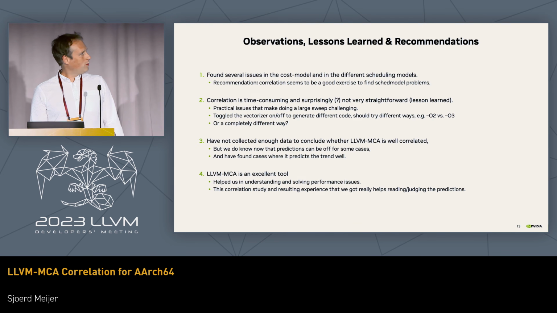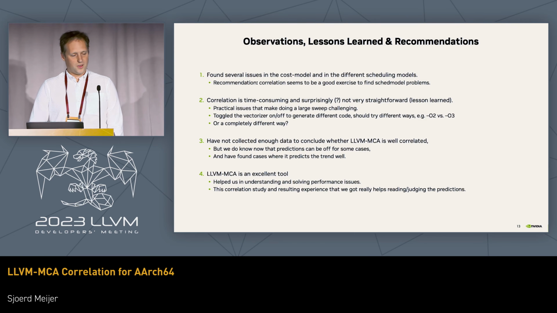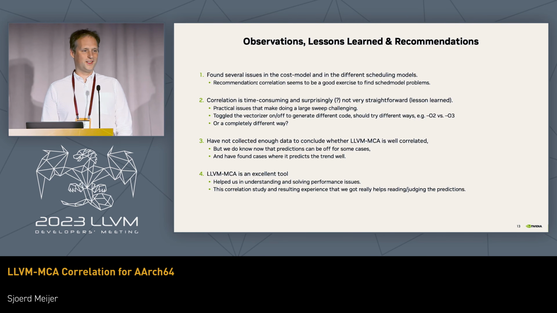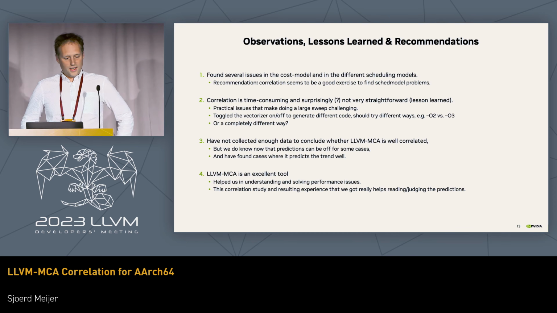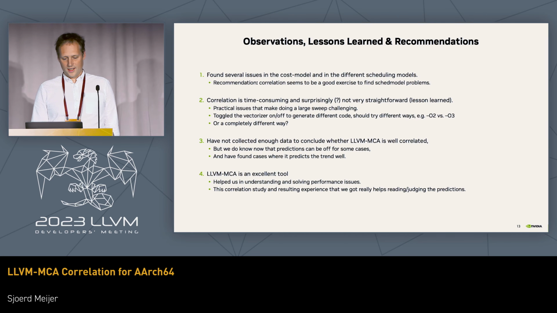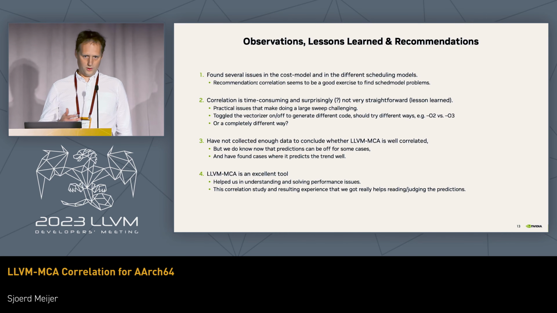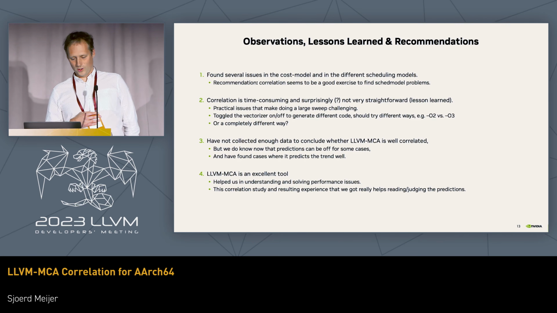So I wanted to conclude with some observations, lessons learned, and recommendations. We found a lot of issues in the cost model. So a good recommendation is that maybe this is an interesting exercise just to find all sorts of issues in your scheduling model. This correlation exercise looks simple, but it turned out to be surprisingly time consuming and not very straightforward. If you want to do this in an automated way, I tried to hint at that with our scripting to pick up the markers and pick up the assembly versions. It looks straightforward, but it's a lot of work.